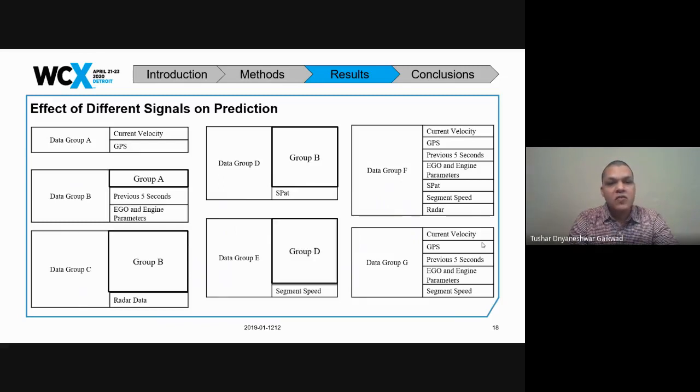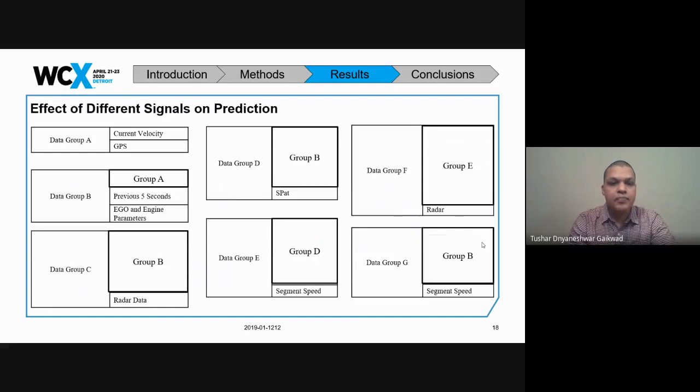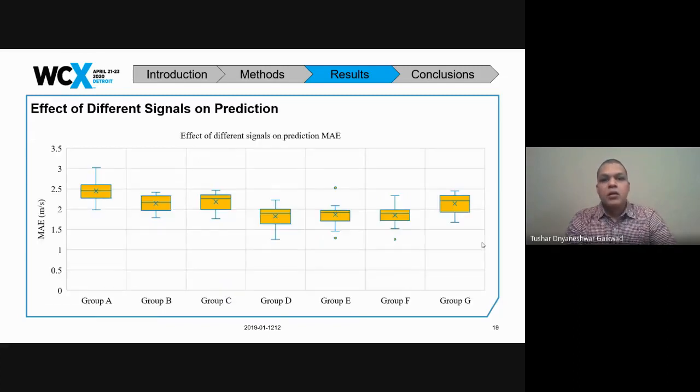Group E consists of Group D and segment speed. Group F consists of Group E and radar. And Group G consists of Group B and segment speed. So we gave this input to the LSTM models and predicted for different velocity predictions. And now these are the results.